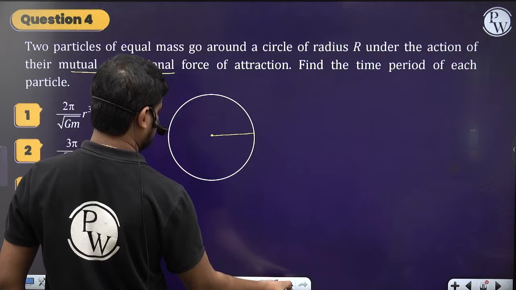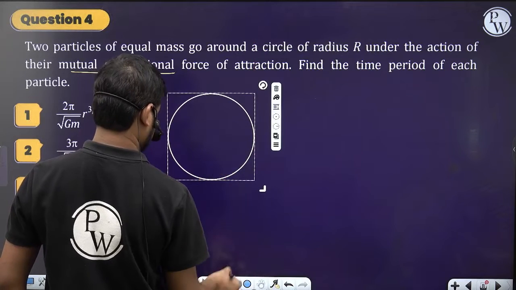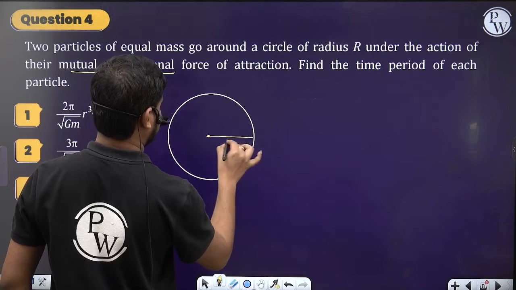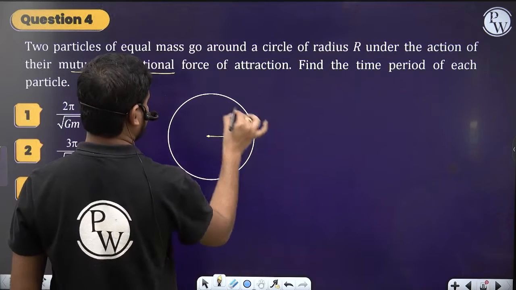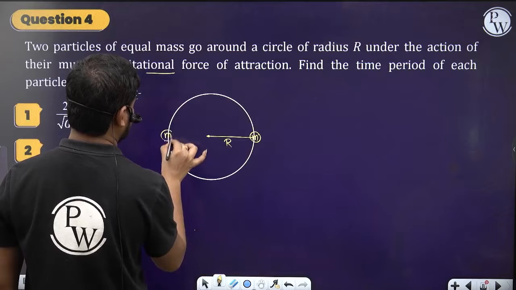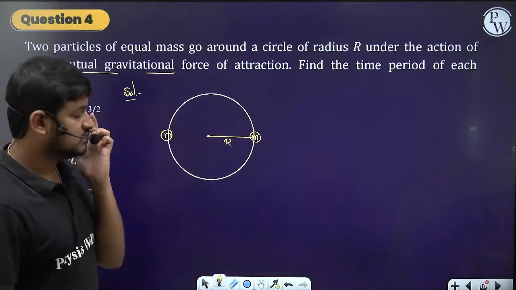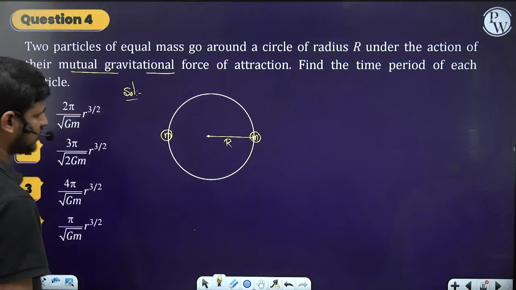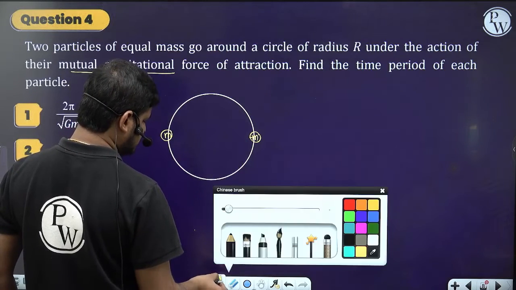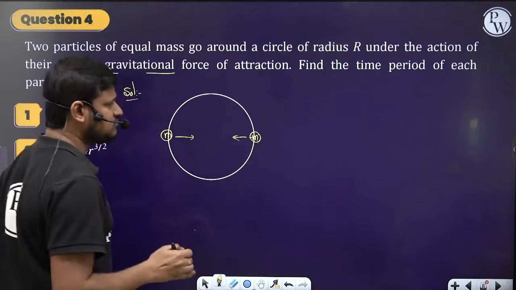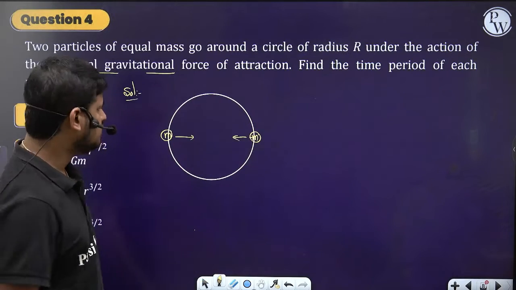So this is a circle of radius r. Now there are two particles of mass m. Let's say one mass is here, m, and the other mass is here. They are moving in the circular path. What's the distance between these two masses now? 2r is the distance between these two particles. And then they are asking for the time period. See here, first let me take this off. Let's write this one only. Between these two masses there will be a gravitational force as they move in the circular path. Yes or no? So what's the gravitational force?